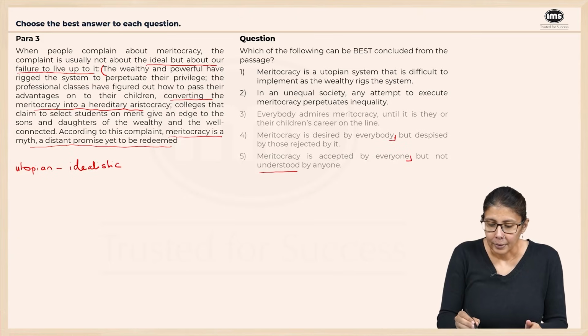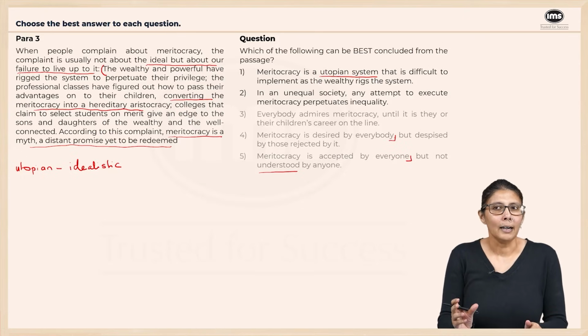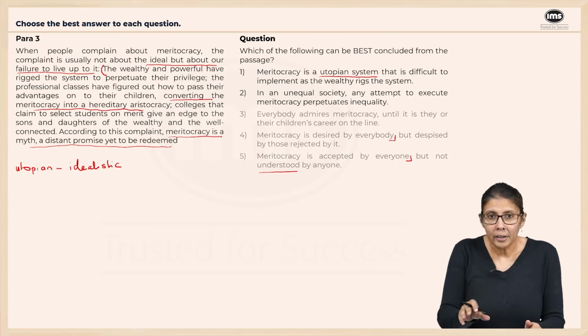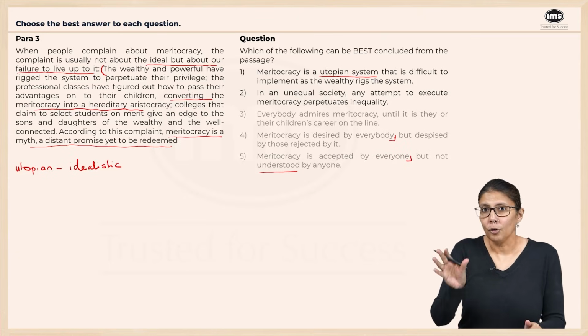When we say meritocracy is a utopian system, see, when you label something as utopian, you are basically saying that it is not practical. But that is not what the author is trying to say. The author is trying to say that it could be done if the wealthy do not manipulate the system. So, the focus in option 1 is on blaming the system of meritocracy itself.